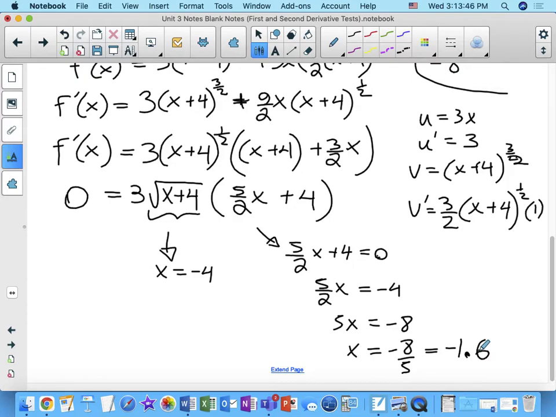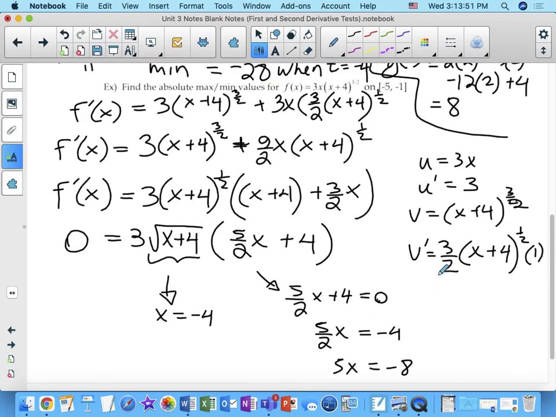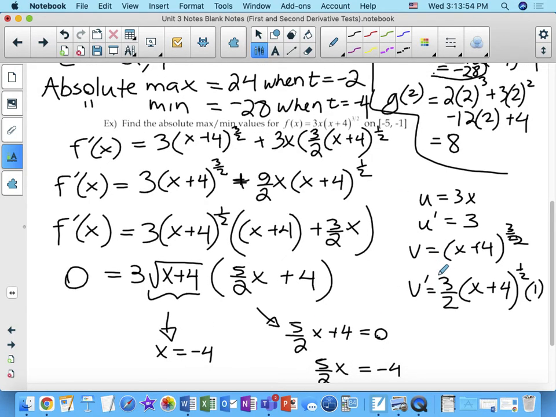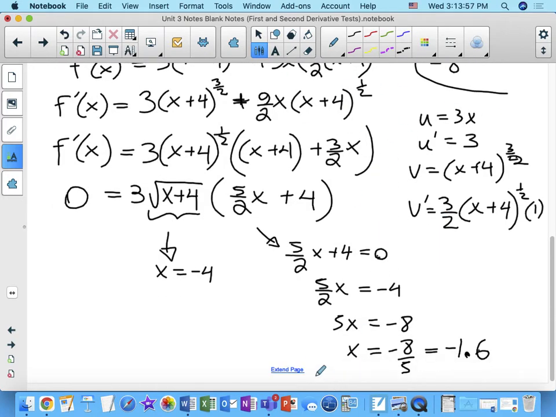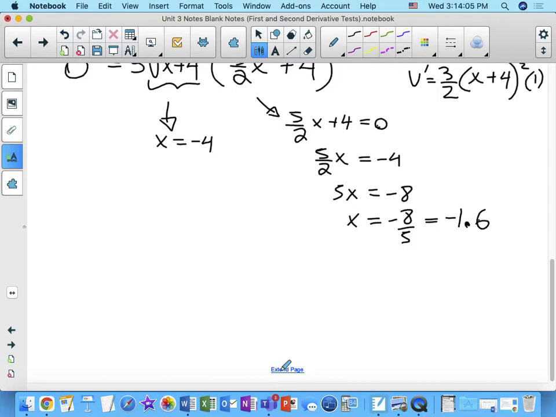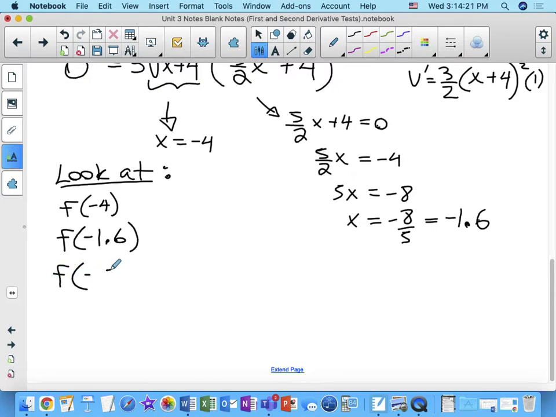Okay? So to find absolute max and absolute min on this interval, I need to look at a bunch of different values of f(x). I need to look at f(-4), f(-1.6), and then the endpoints, f(-5) and f(-1).